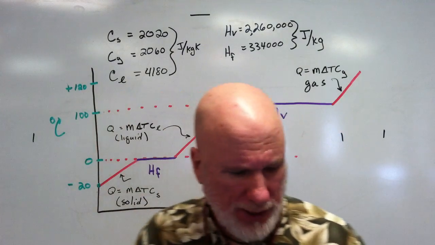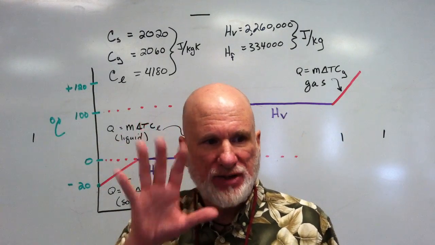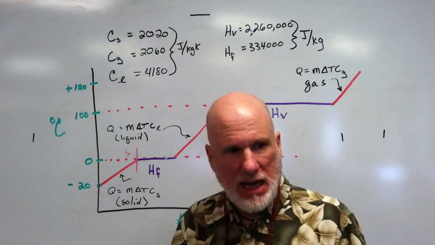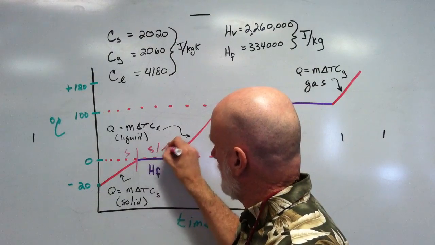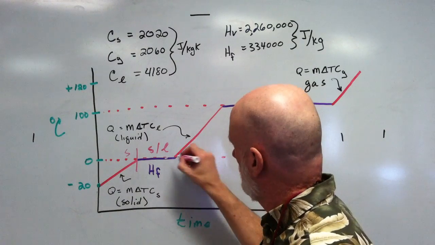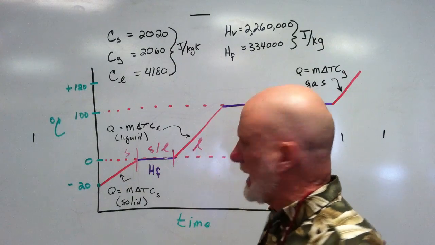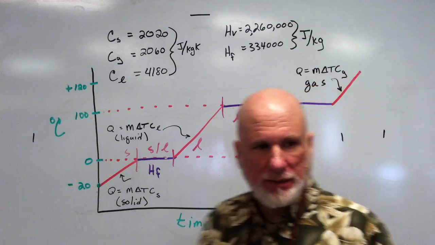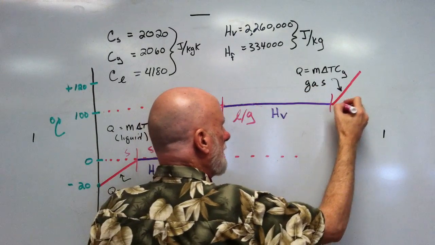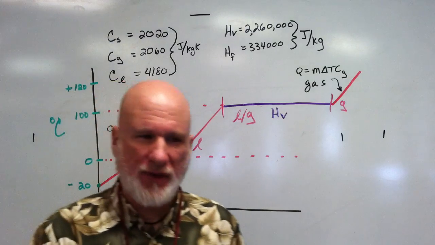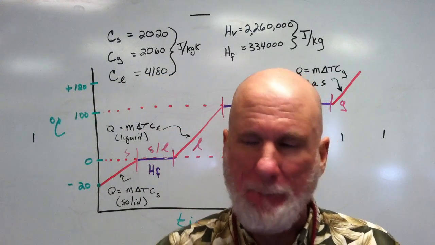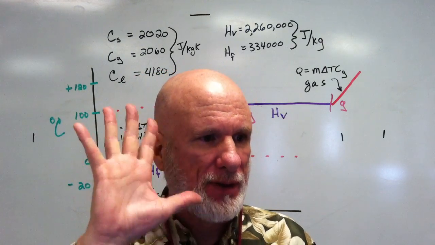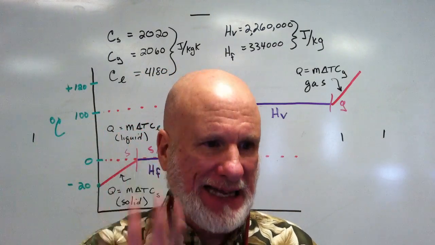So there are actually 5 sections to this graph. There are solid on that side, solid liquid on this side, liquid on that side, liquid gas on that side, and gas on that side. You see there's 5 sections? You see that? Okay. There will be 5 separate calculations. There will be 5 heats.